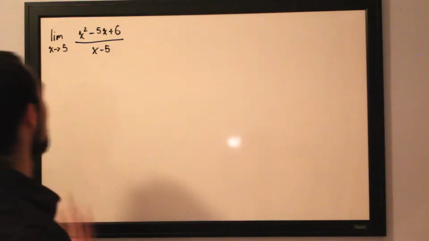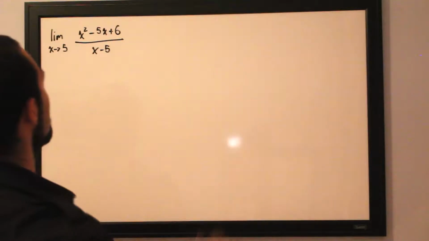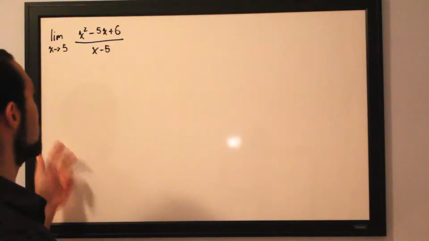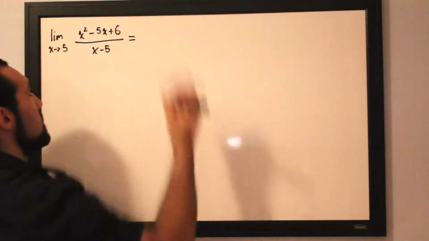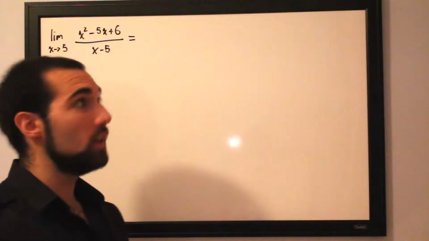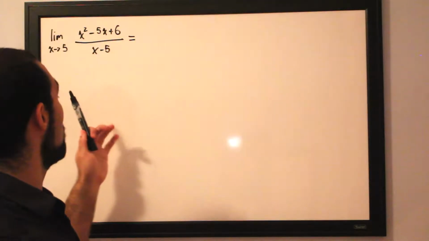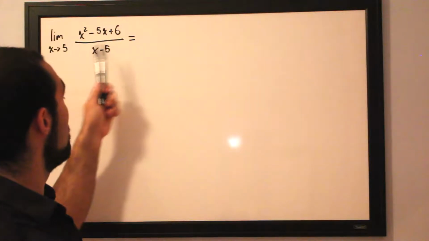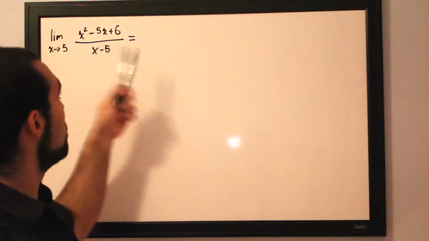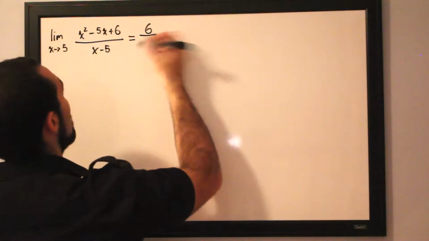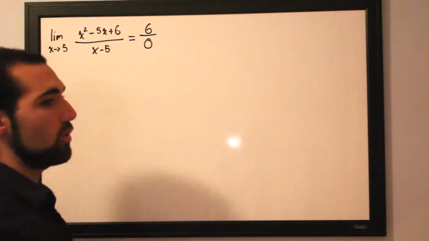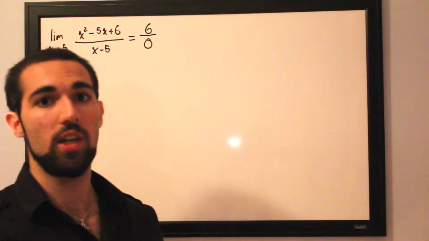So we're going to be evaluating the limit as x approaches 5 for x squared minus 5x plus 6 all over x minus 5. First thing we're going to do is check to see if this gives us an indeterminate form. If we were to plug 5 into this function, we would get 5 squared, which is 25, minus 5x, which is also 25, plus 6. So this is going to give us a 6 in the numerator, and a clear 0 in the denominator. So this is going to require a little bit of manipulation before we can evaluate this limit.